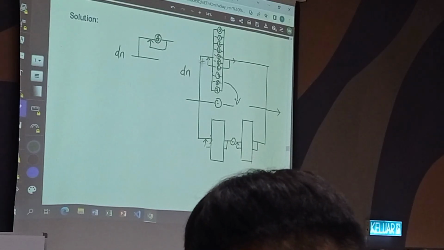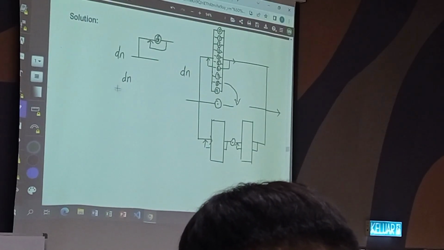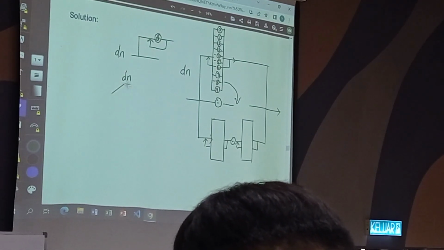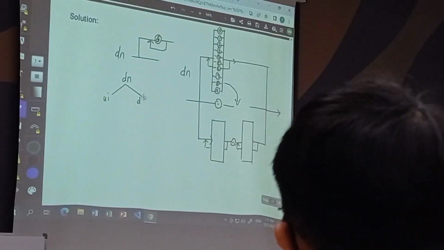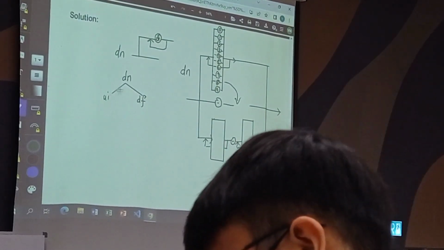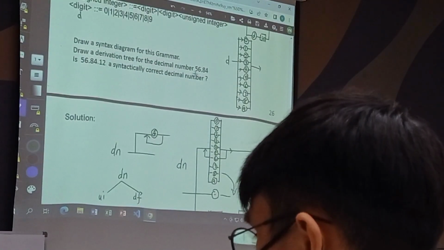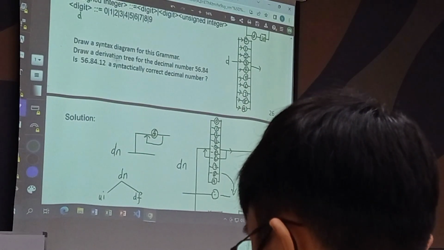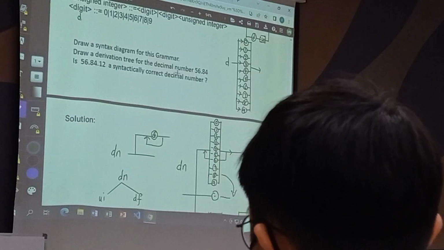We still need to draw the tree, right? Derivation tree. Okay, we draw here. Decimal number replace with what? Unsigned integer, decimal fraction, right? Unsigned integer. Now we want to determine the number. We want to decide this number, 56.84. We want to draw this in a tree. Meaning that how do you pass through the tree to get this 56.84?